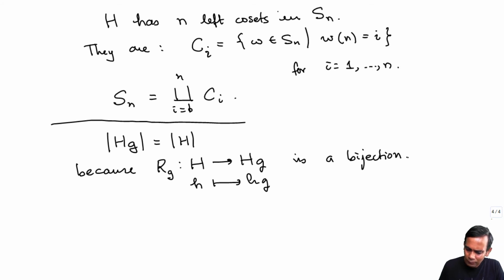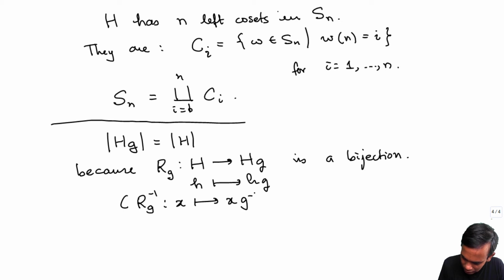Why is this a bijection? Well, it's a bijection because its inverse is given by right multiplication by g inverse, x goes to x g inverse. You can check that. So if you have an element in Hg, you multiply it by g inverse, you'll end up with an element in H. So each coset has the same cardinality as the subgroup itself.